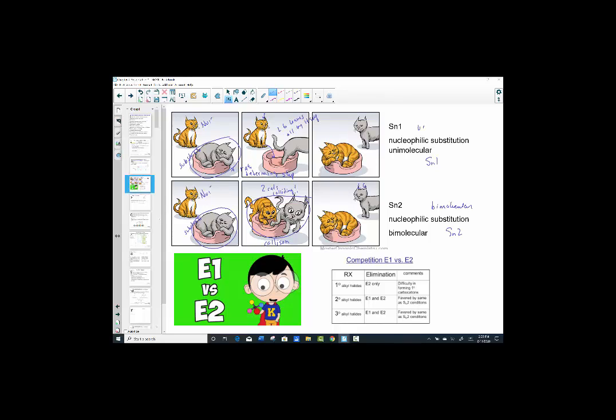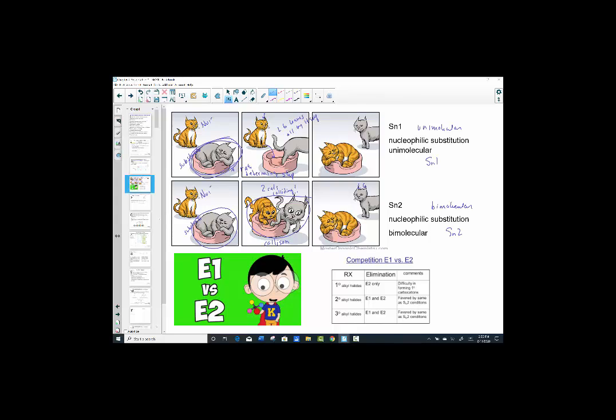Whereas a unimolecular reaction means that one molecule was involved in the rate determining step. One molecule, while we waited for that gray kitty cat to leave. As long as it wanted to lay there, the reaction would not proceed. With a bimolecular, two molecules collide and the leaving group is forced out.